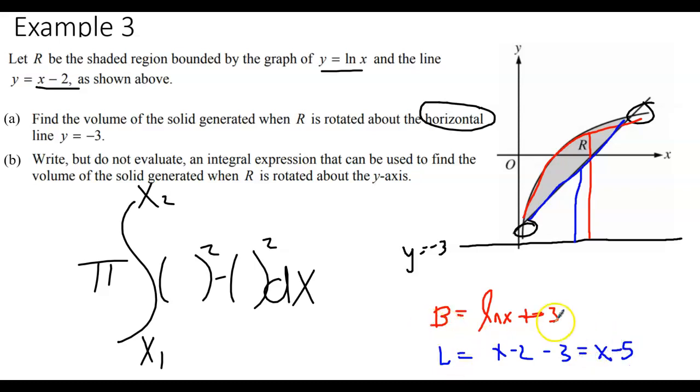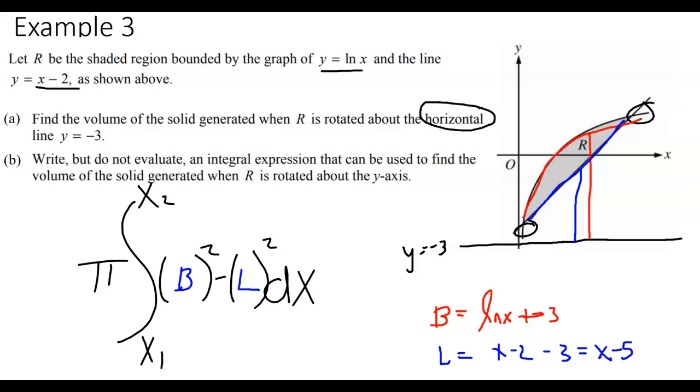How did I know this was my big and how did I know this was my small? Because once again, the big one is the one that's farther away from the axis. The little one's the one that's closer to the axis of rotation. And so basically, I'm going to put my big radius here. I'm going to put my little radius here, and then we're going to calculate it.